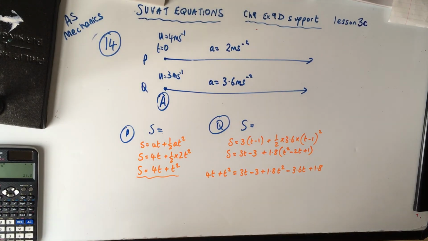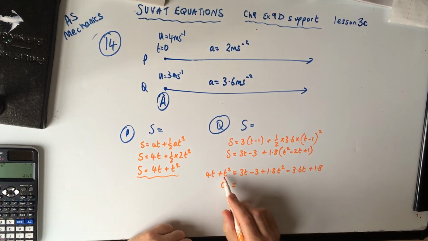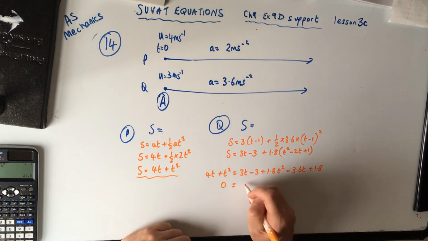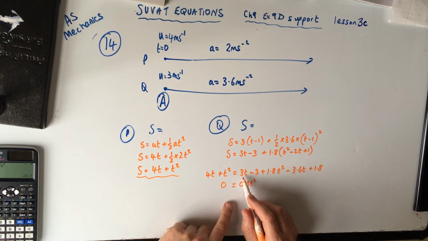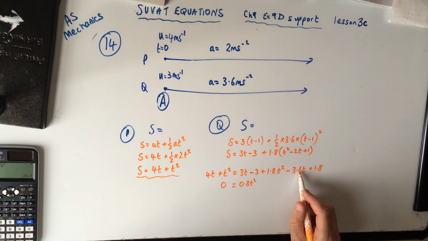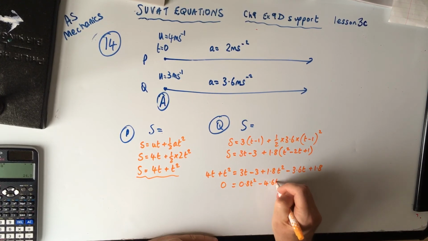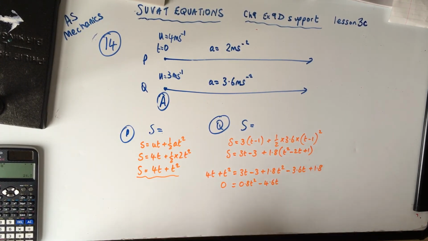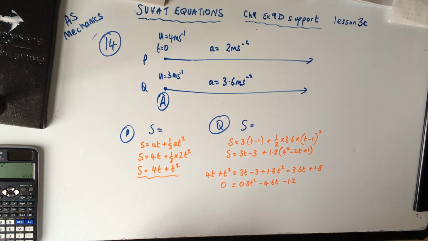There it is. Okay. Now what I'm going to do is take everything over to one side and simplify, so I've got a naught on this side. If I take off t squared from both sides, I get 0.8t squared. And where I've got a 3t, take away 3.6t on this side, so that's minus 0.6. So I'm going to have minus 4.6t. Okay, and I've got minus 3 plus 1.8. So 1.8 minus 3 is going to be minus 1.2.